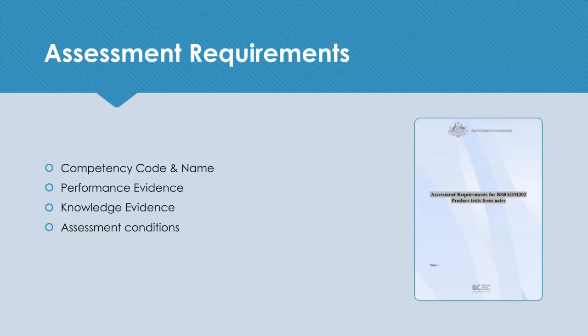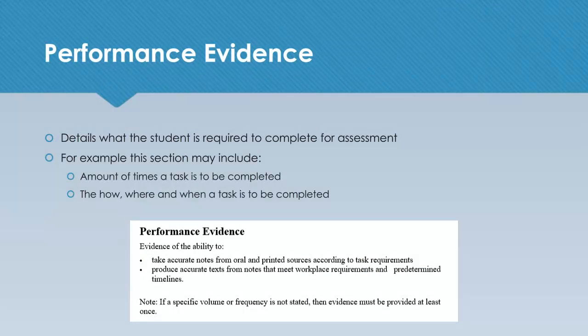The assessment requirements document includes the competency code, competency name, performance evidence, knowledge evidence, and the assessment conditions. The performance evidence section details what a student is required to complete for assessment, the amount of times the task is required to be completed, and the how, when, where the students are to complete the task. For example, BSB ADM 302, the performance evidence is required to be provided at least once.